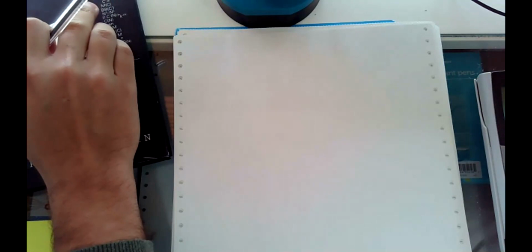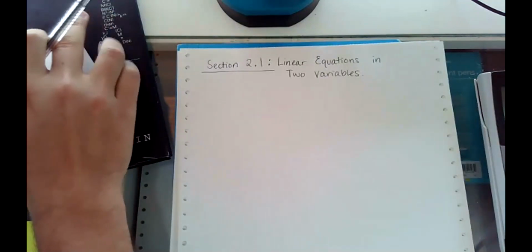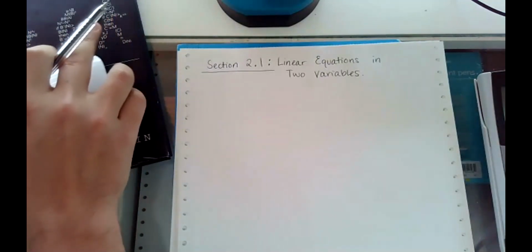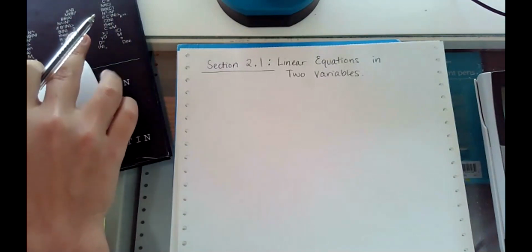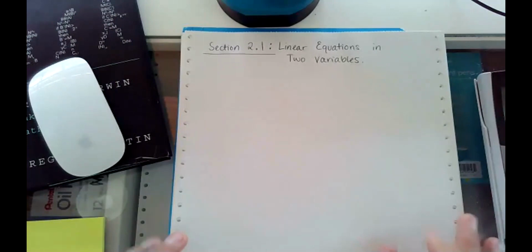Okay, so last time we were solving linear equations in one variable. So today we're going to look at linear equations in two variables. It's very similar in concept, but there are some subtle differences that are very important.